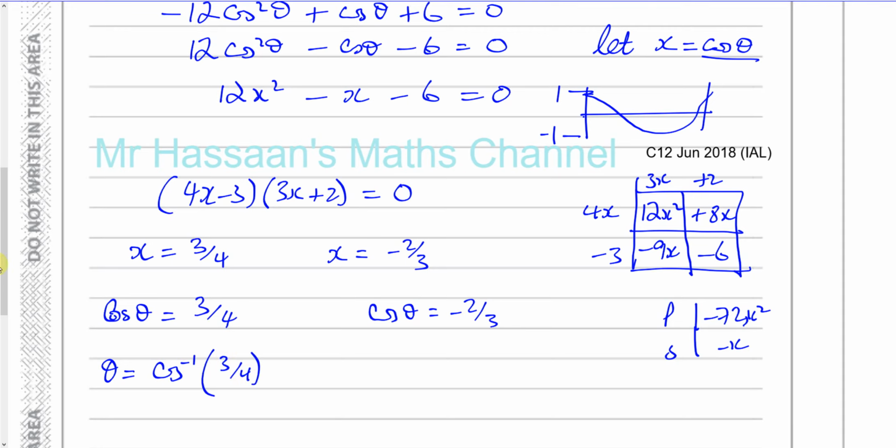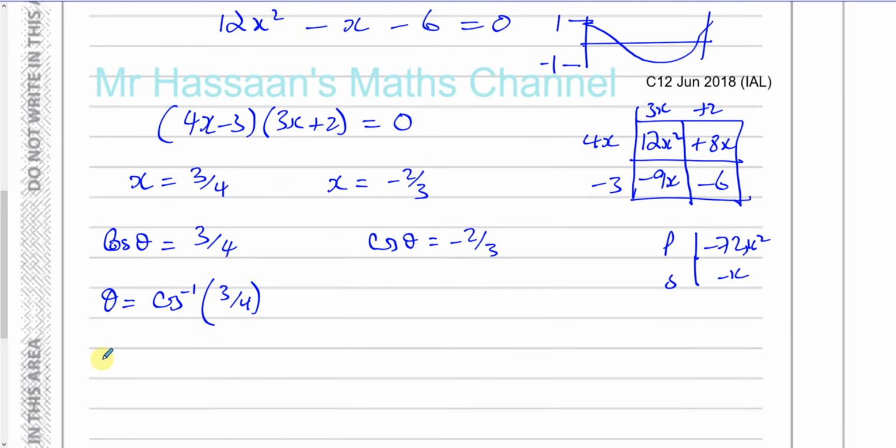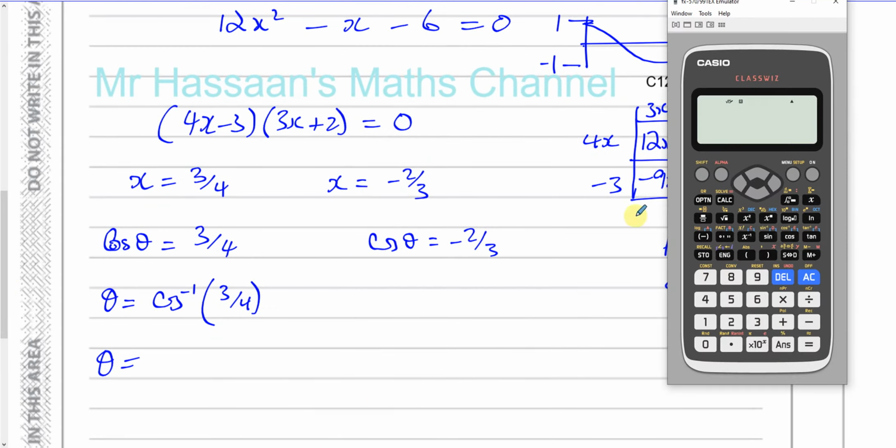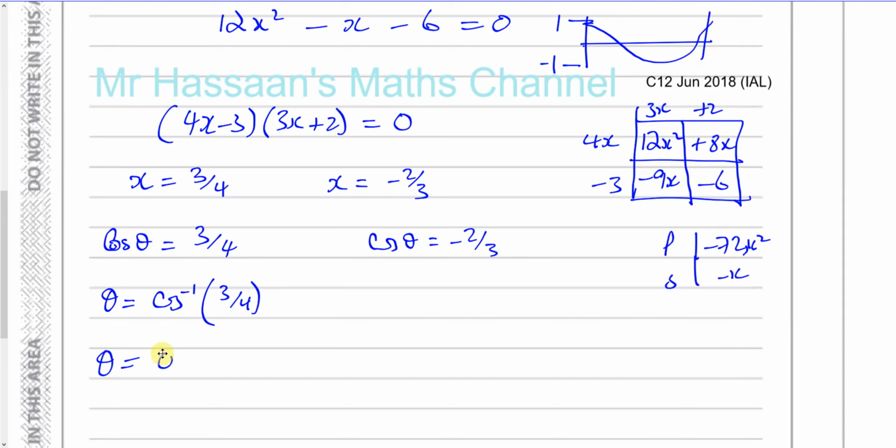Now, as I mentioned before, the calculator gives us what's called the principal angle. So the principal angle here, you press inverse cosine of 3/4, positive 3/4. And that is what's called the principal angle, which is 0.7227. That's the first angle in radians. That's called the principal angle.